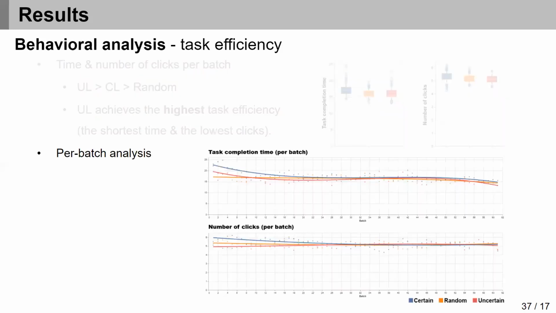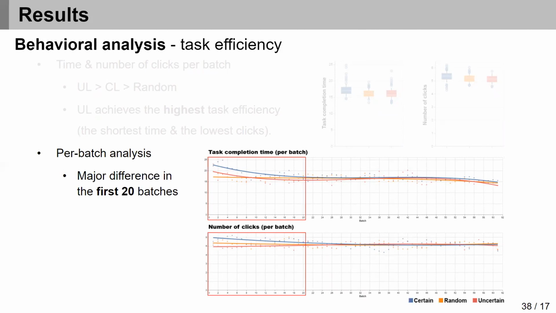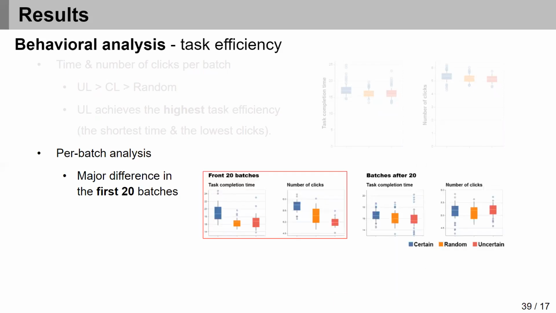We also conducted per batch analysis, which shows the trend of average time and number of clicks in each batch. As you can see in the red boxes in the graph, we found that the major difference lies in the first 20 batches. The figure in the red box also shows a noticeable difference among the 3 conditions compared to the figure on the right.